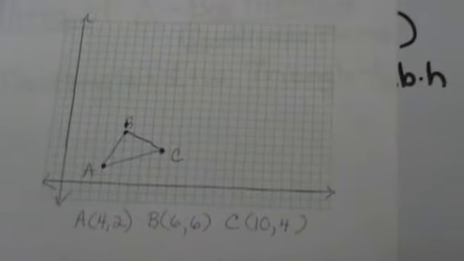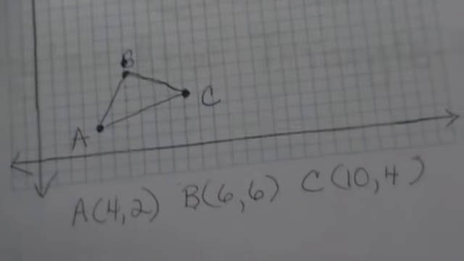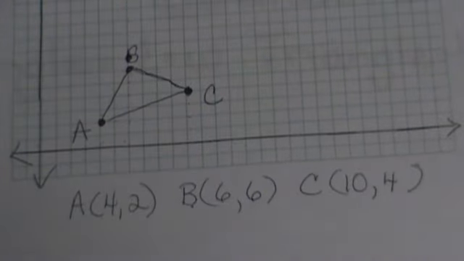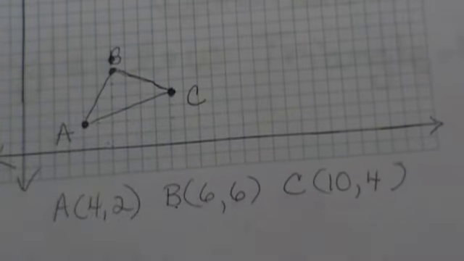Okay, here's our example. I'm going to zoom in because I'm going to be doing some drawing on the graph to show you how all this works. So I have a triangle ABC and I have identified the coordinates across here. Now the coordinates really aren't that important in this method.